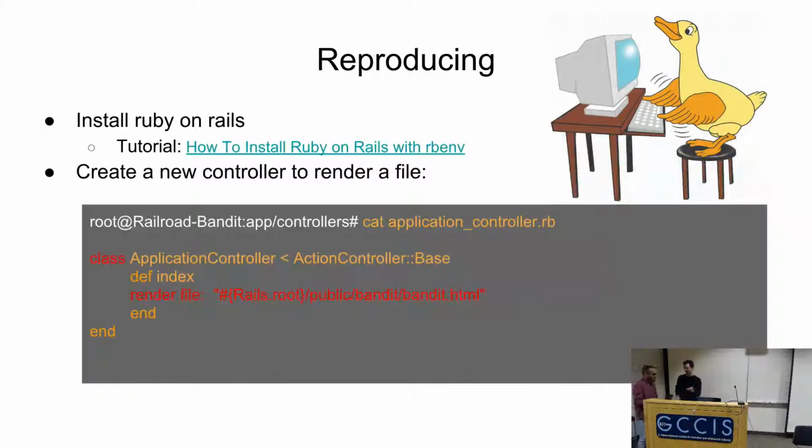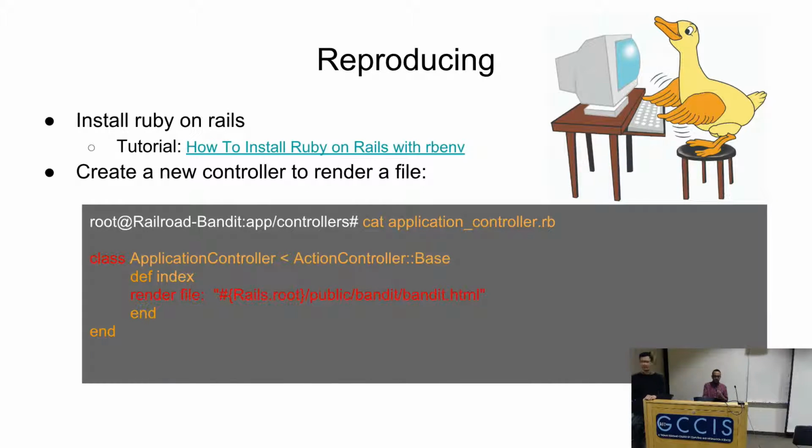And just how to reproduce it. Okay, so this is how I set up the website for the demo. All you need to do is install Ruby on Rails. And then you can create a new controller to render the file, but you can also use the main controller that exists there by default, which is called the application controller. If you go to the main website, that will be rendered.